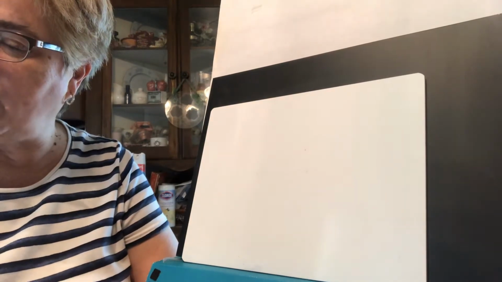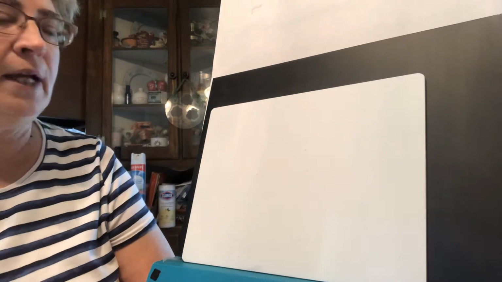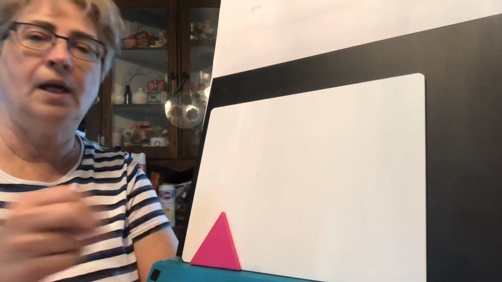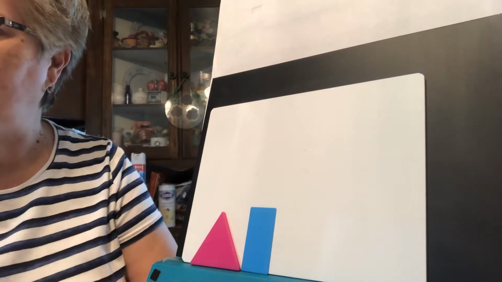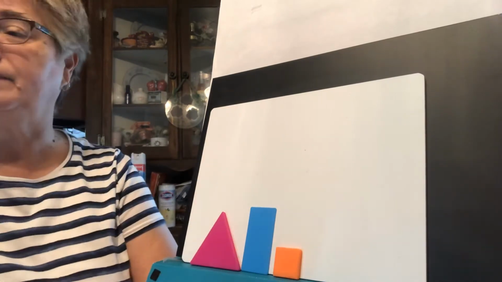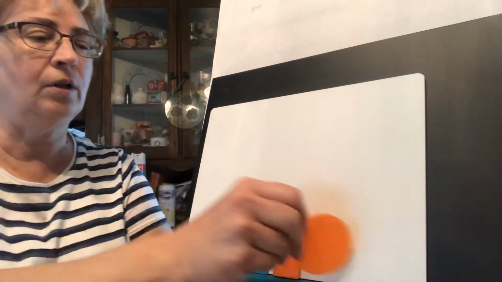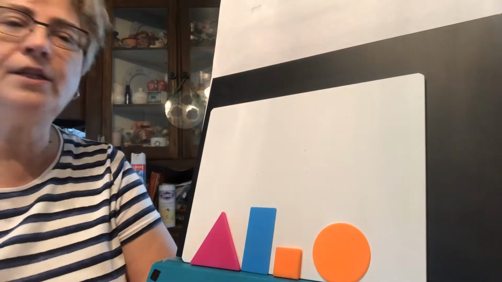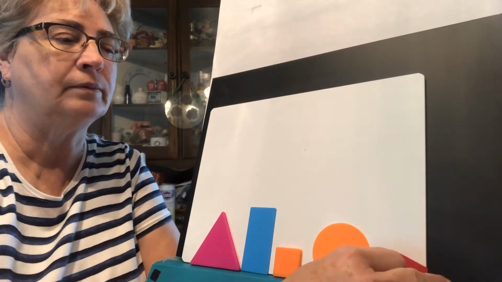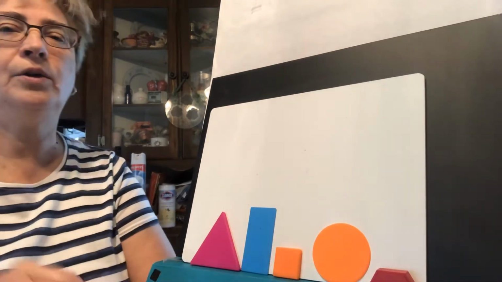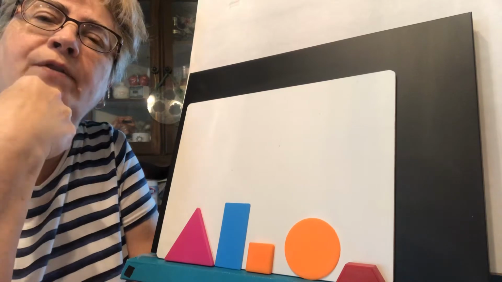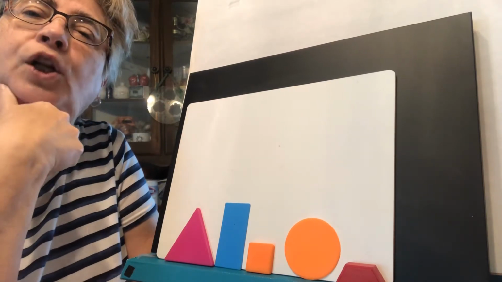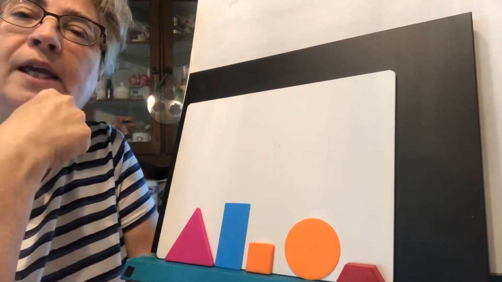All right, so I would like you to take out your triangle. I would like you to take out a rectangle. I would like you to take out a square. I would like you to take out a circle. And the last shape I would like you to take out is this one. All right, so you have 5 shapes there. See them? 5 shapes. So here's what I'm going to do. I'm going to give you some clues. And when you think you know the answer, hold your shape up.